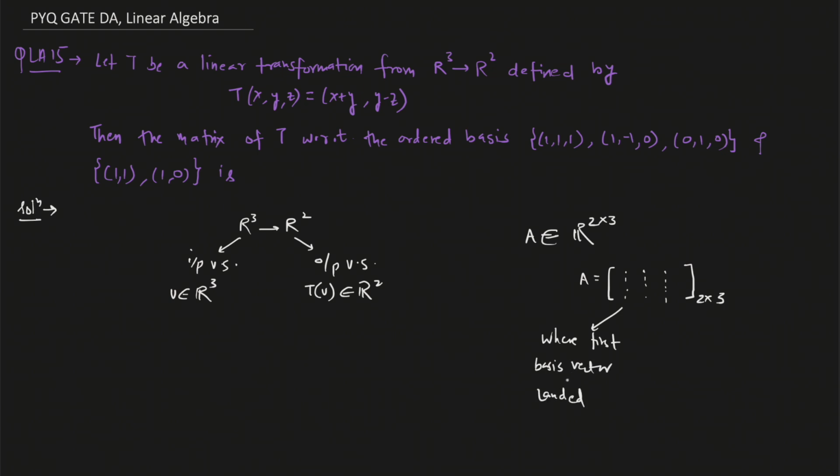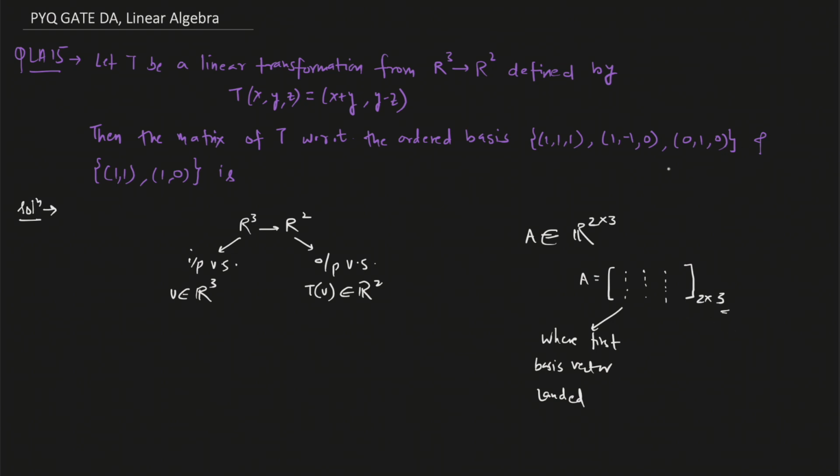And we know that the input vector space is R3. For R3, the length of the basis set is 3, that is, we need a minimum of 3 linearly independent vectors to span the entire R3. Therefore, there are 3 column vectors, and these 3 column vectors represent where those 3 basis vectors land. This is where the first basis vector landed, this is where the second basis vector landed, and this is where the third basis vector landed.